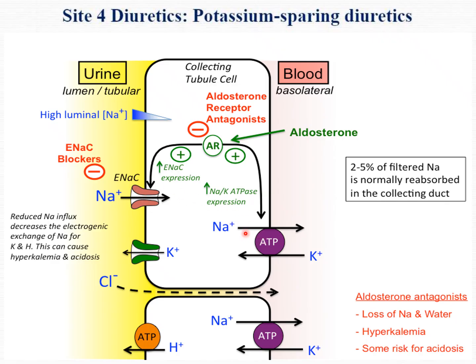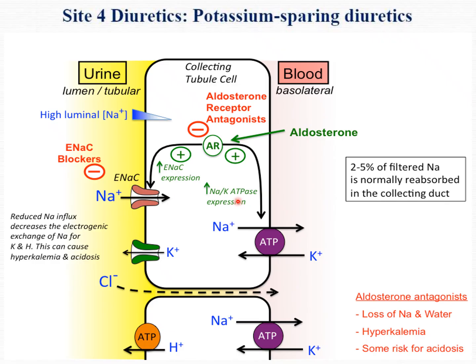And this is where the potassium sparing diuretics come in. There are two types of potassium sparing diuretics. One of them is called aldosterone receptor antagonists, and these are compounds that basically inhibit the biosynthesis of these sodium potassium ATPase pumps. So they inhibit the synthesis of more of these pumps, so you basically reduce the sodium reabsorption to the blood. There are other compounds that we'll also talk about that inhibit these sodium channels, so they prevent the sodium from being reabsorbed from the urine.